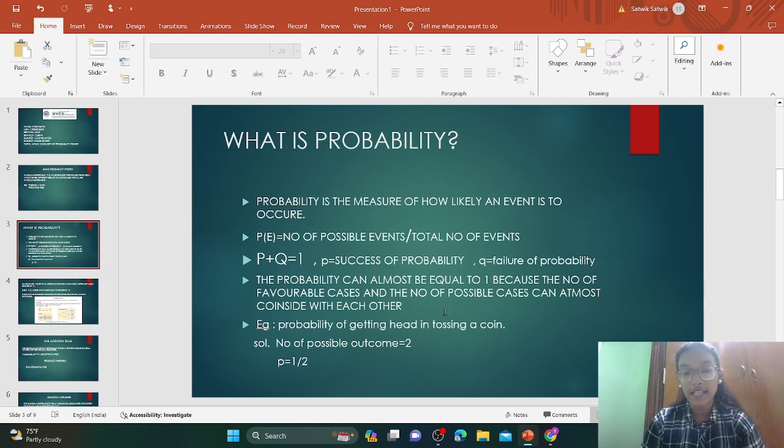In this same example, let us take not one coin but 2 coins. Then what will be the answer? The number of possible outcomes will be 4, that is head tail, tail head and tail tail. So the probability will be 1 by 2 itself.